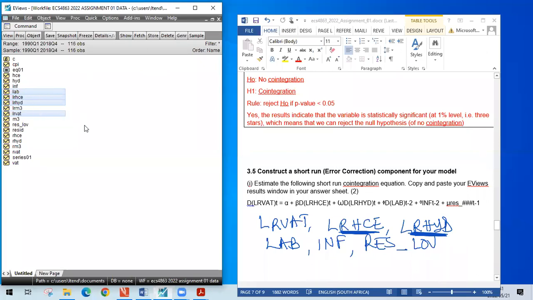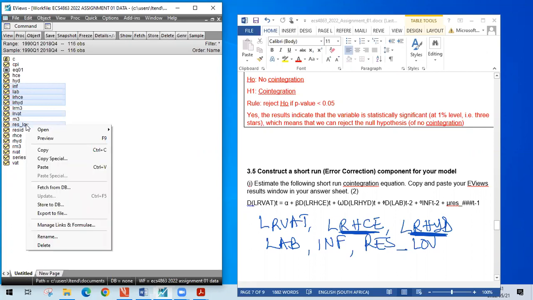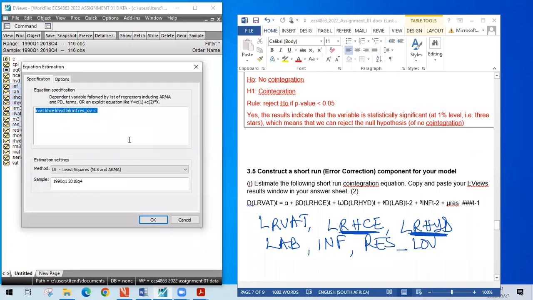Okay, there's lab. Then there's inflation. Then there's the residual. I'm done with this. So what do we do? Release the control button. You have to right click, open as a equation. Click inside. This is what I have.